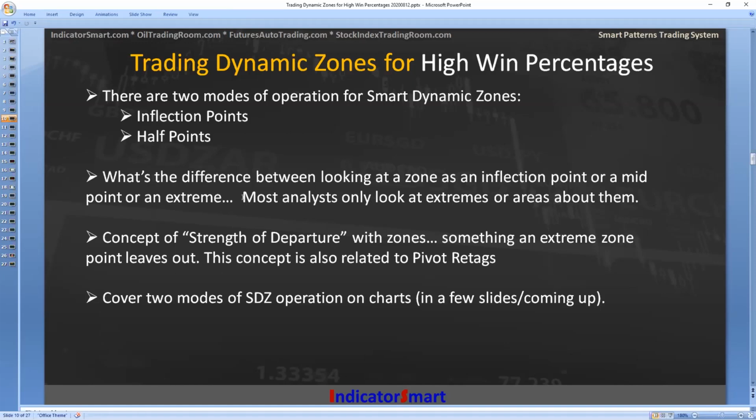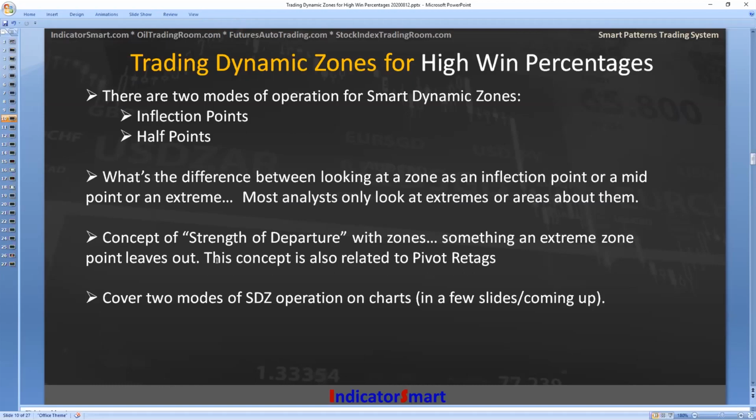It's like a tsunami coming in. The dogs and the chickens and the elephants are running for the hills, and all the humans are standing there on the beach going, I wonder why the tide's getting sucked out right now. It went out about a mile. It never does that. And standing there, the next thing you know, you've got a giant tsunami coming. So we're talking about strength of departure with zones, something that looking at just the extreme by itself leaves out.